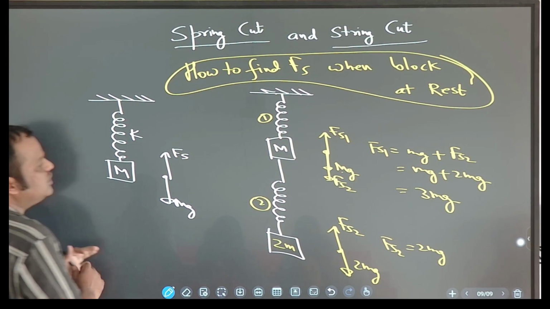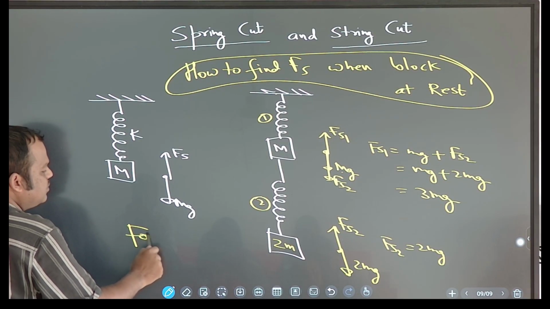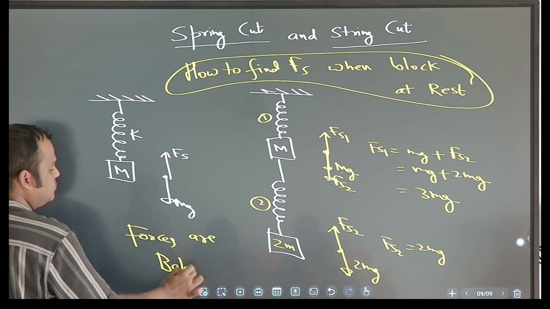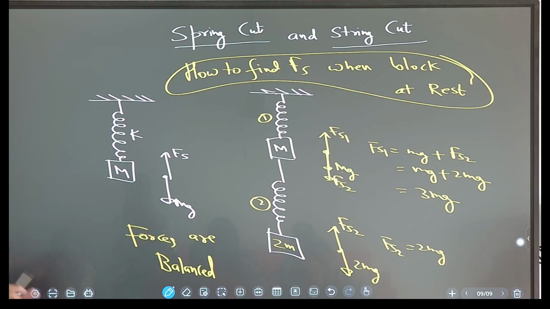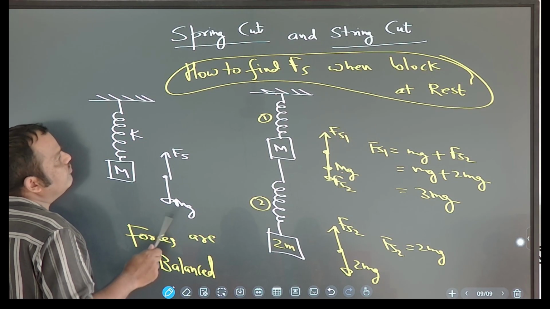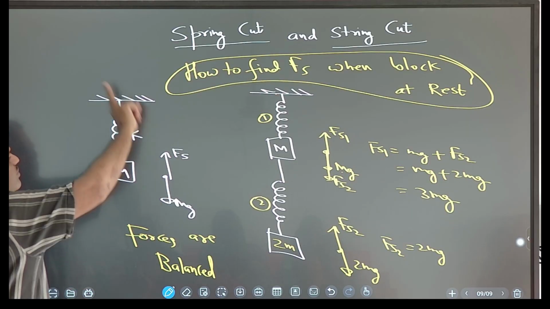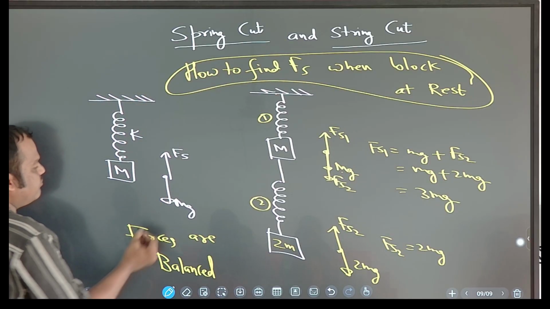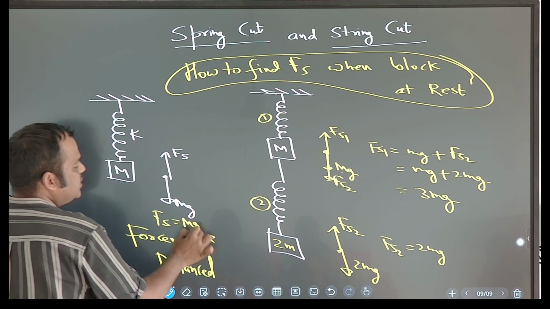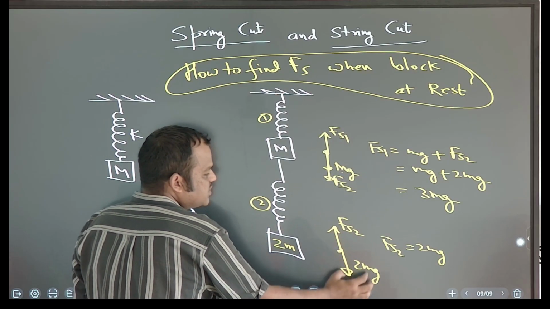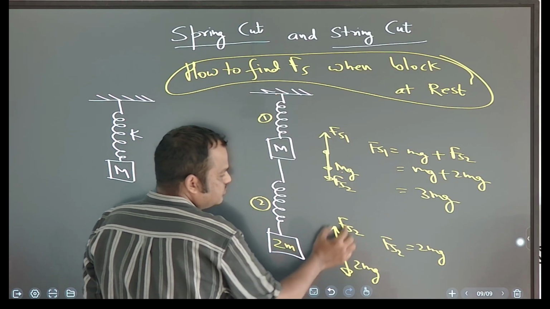Block at rest means forces are balanced. Upward is equal to downward. Clear? So here mg downward, Fs upward, so equal. Here Fs upward, mg downward, so Fs is equal to mg. Okay, 2M: Fs2 is 2mg.